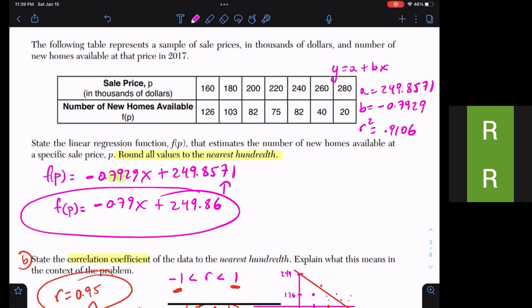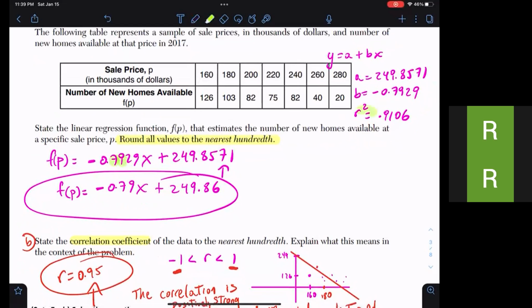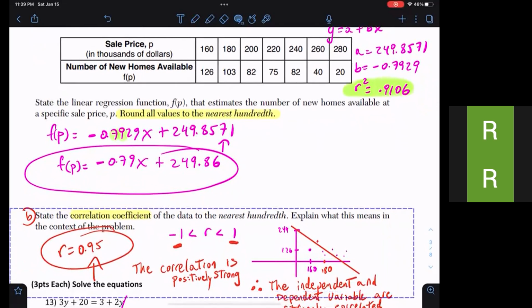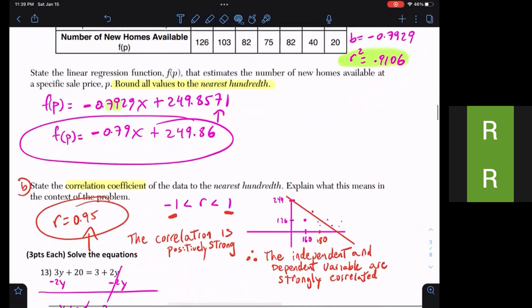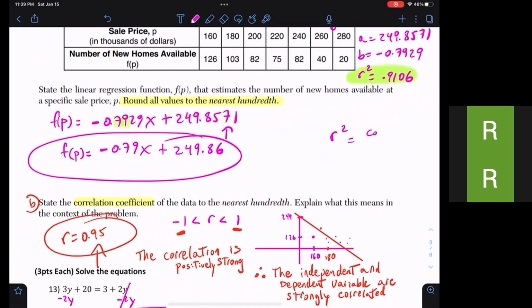Okay, once you're done with that, notice that I bring this number with me, because in the next question they ask you to state the correlation coefficient. The correlation coefficient is r squared. This is the correlation coefficient.